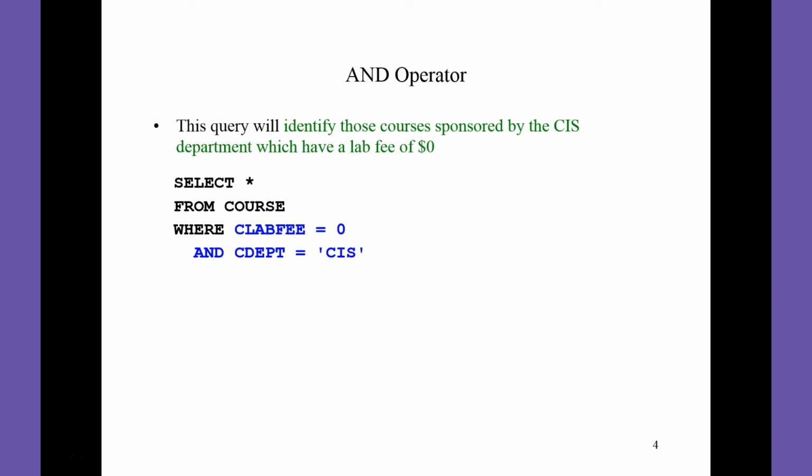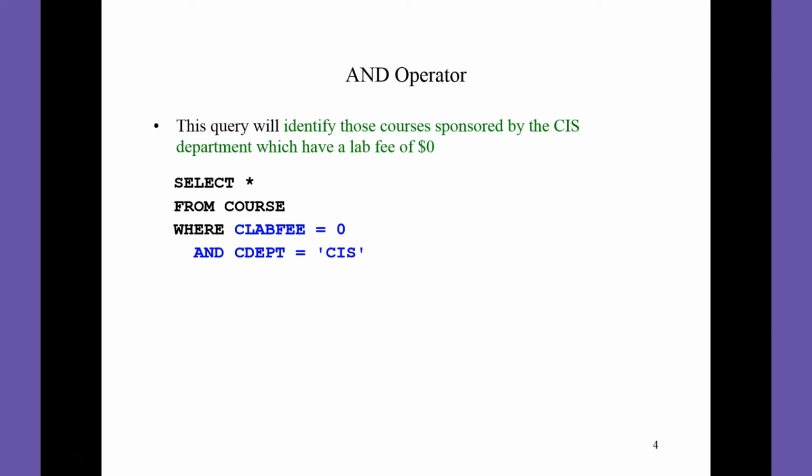Let's begin with AND. This query serves the purpose of identifying those courses that satisfy two conditions. They are sponsored by the computer science department, and they also have a lab fee of 0. So notice there are two simple predicates, lab fee equal to 0, and the other predicate, department, is equal to CIS.